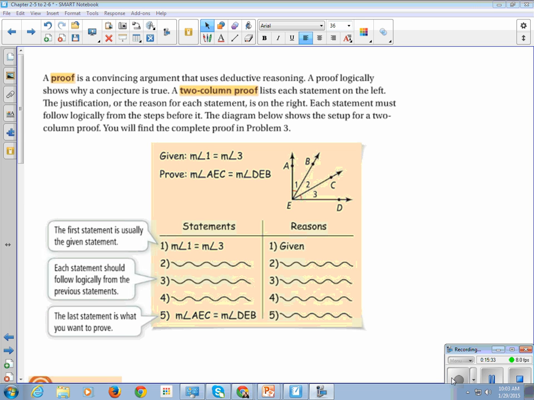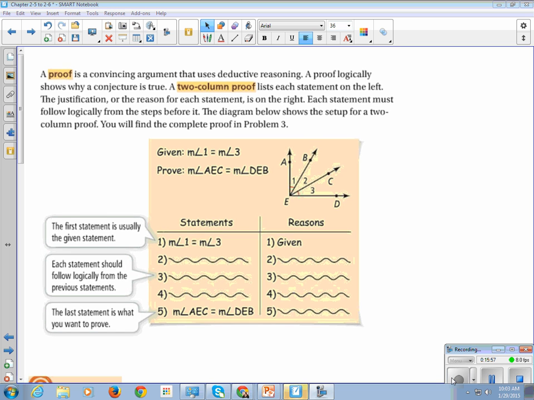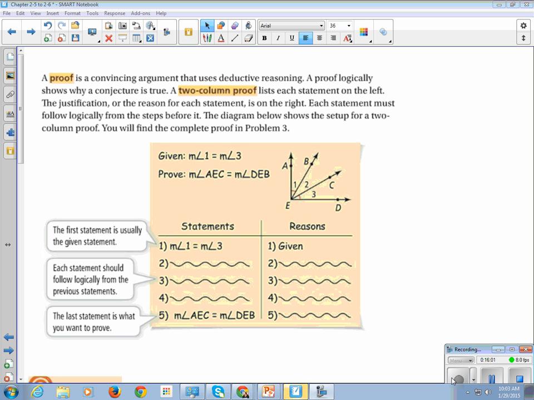Okay, so a proof is a convincing argument that uses deductive reasoning. In this chapter, we talked about deductive reasoning in prior lessons. A 2-column proof lists each statement on the left and the justification or the reason on the right. It's a great way to keep you organized and to go from step to step, and I prefer it. The first statement in a proof is usually what they give you. The only time that's not true is if they give you a whole bunch of stuff. You don't list it all. Sometimes you don't use all of your givens.